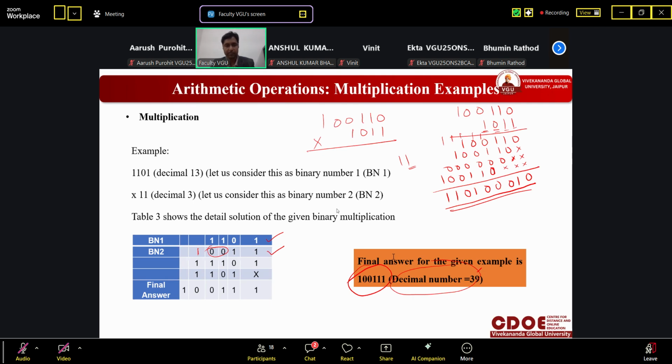Yes, Meenal, triple one is 1 1. 3 ones is 3, and in binary it is 1 1. I hope you understood the multiplication.